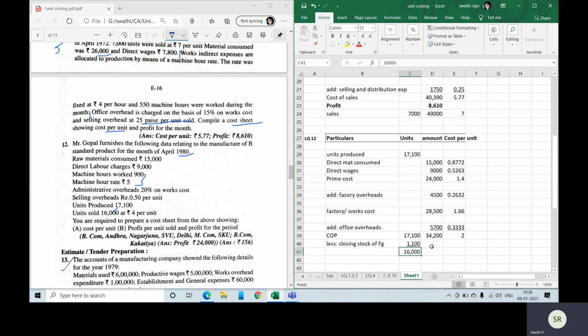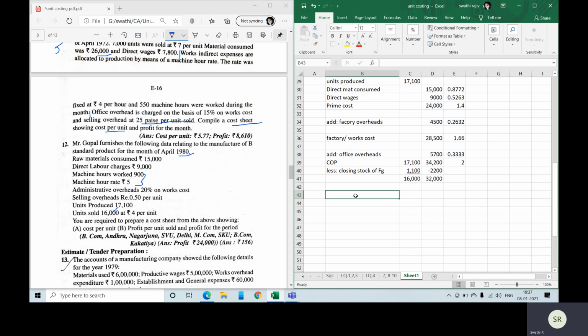Now, the question again is, how do you find this cost? Either you can do this, or else directly you can do it this way. Like cost of producing 1 unit is 2. So cost of closing stock of finished goods is 1100, so the cost is definitely going to be 2200, which again you will deduct. And finally the cost of this is going to be 32,000.